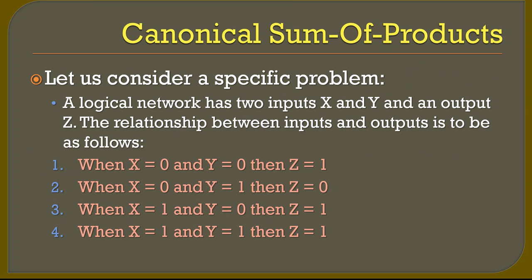Let us consider a specific problem. A logical network has two inputs x and y and an output z. The relationship between input and output is as follows. You can see four criteria are given. When x equals 0 and y equals 0, then z equals 1. When x equals 0 and y equals 1, then z equals 0. When x equals 1 and y equals 0, then z equals 1. And when x equals 1 and y equals 1, then z equals 1. So this is what the problem is.